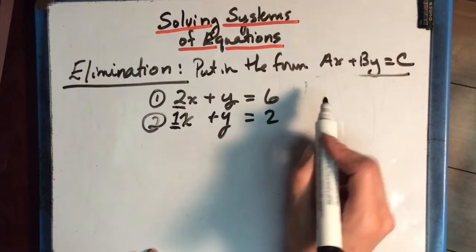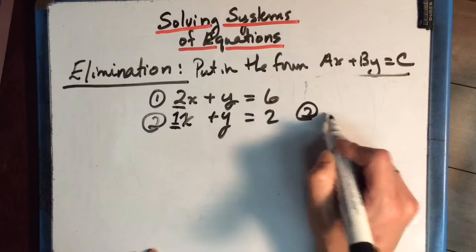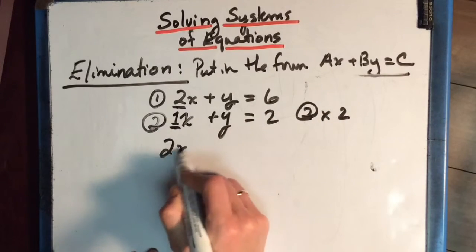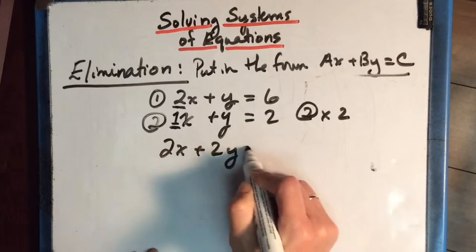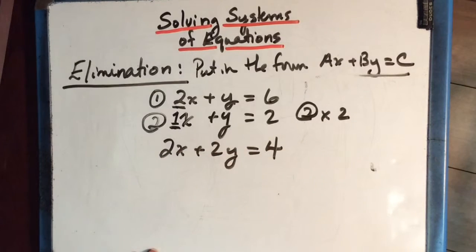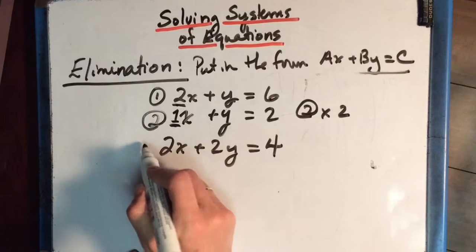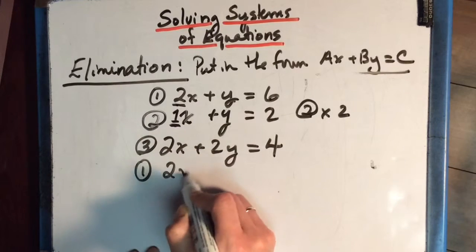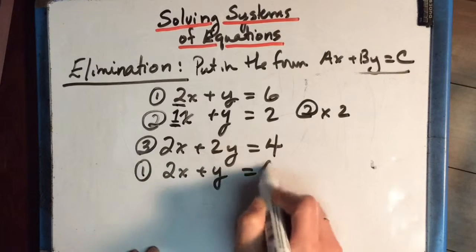You must do it to all. So I'm going to say 2 times 2. I'm going to take this, I'm going to write 2x plus 2y is equal to 4. And now this is my equation number 3. I'll bring back equation number 2, and I have 2x plus y is equal to 6.